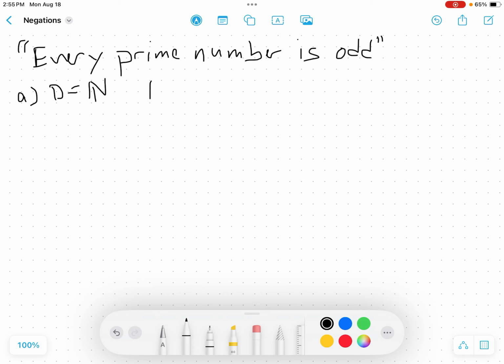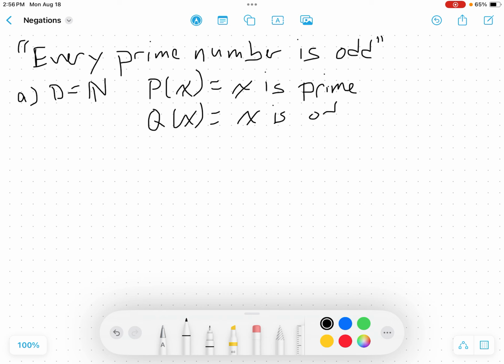I'm going to say P of x means x is prime, so that I can talk about being a prime number, and then Q of x means odd.